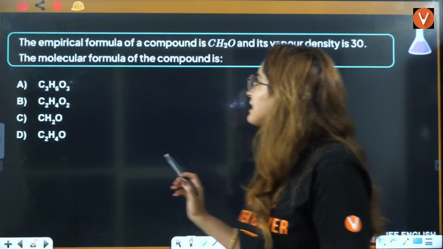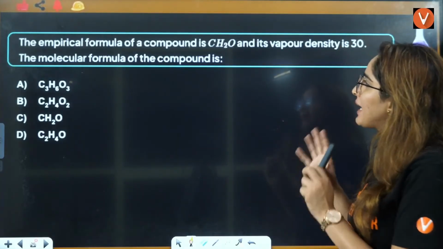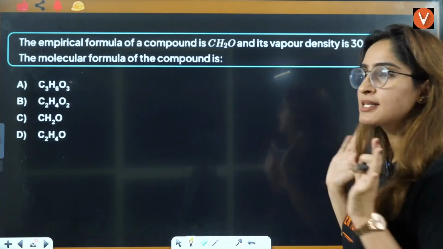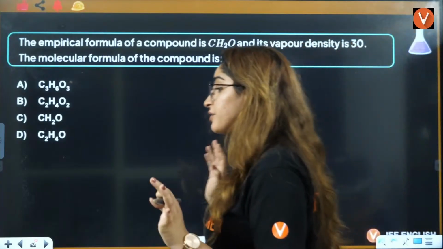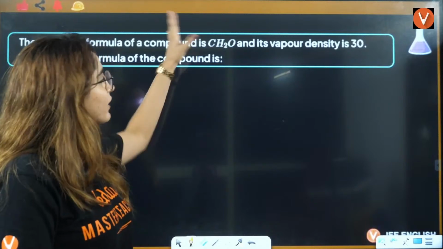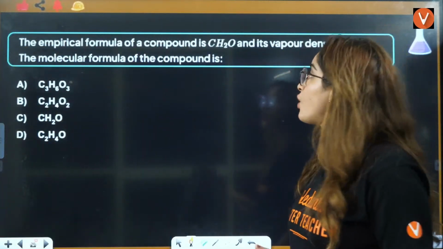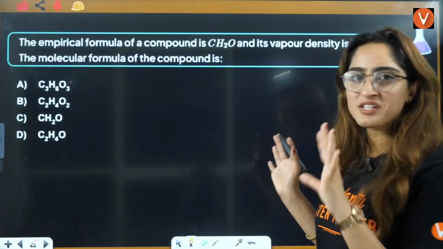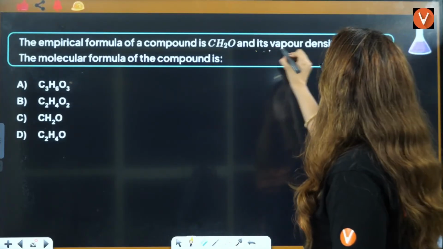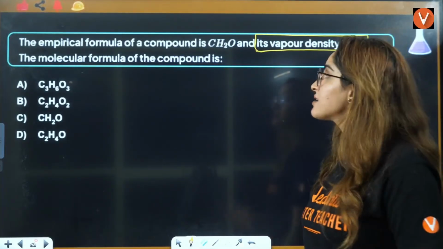Right? Next is, we have the empirical formula of a compound that is given to you. And in the question, trust me, they will not give you directly the empirical formula. I have already given you this just so that we don't repeat the same things, okay? So another kind of question that we can ask you is, its vapor density is 30 and now they are asking the molecular mass.